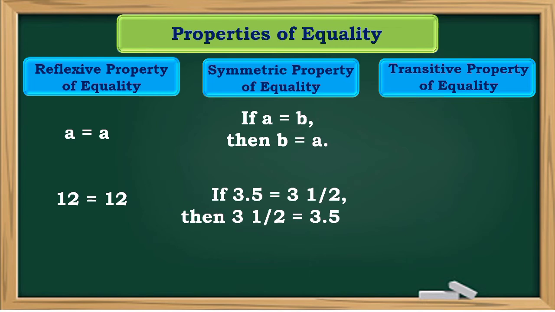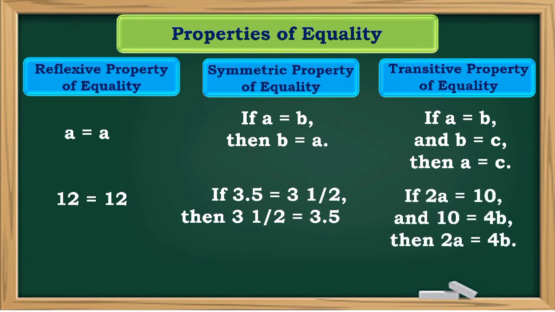Next is the transitive property of equality. In transitive, if two numbers are equal to the same number, then the two numbers are equal to each other. So if A is equal to B and B is equal to C, then A is equal to C. Let's have an example. If 2A is equal to 10 and 10 is equal to 4B, then 2A is equal to 4B.